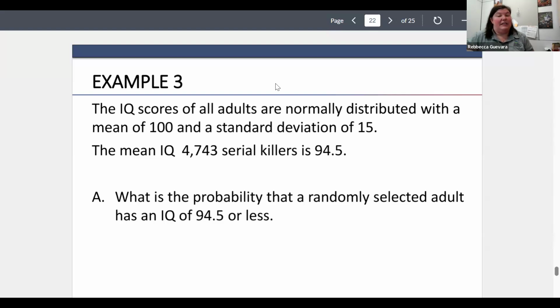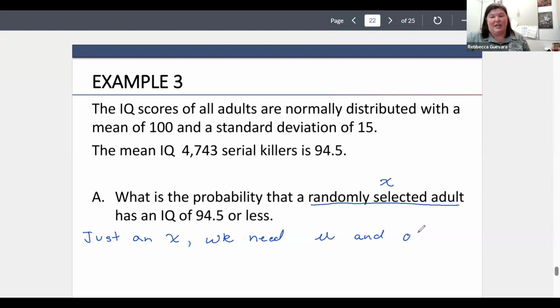What is the probability that a randomly selected adult has an IQ of 94.5 or less? Pay attention to what you're actually being asked here. What is the probability that a randomly selected adult? We are looking at an X. Because I'm looking at an X, that means I just need mu and sigma because I'm just dealing with a population distribution.